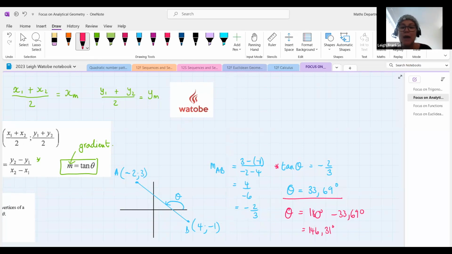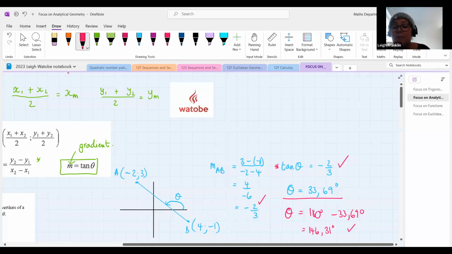Something like this would be out of 3 marks, because there would be a mark for calculating the gradient, a mark for probably using tan theta equals whatever that is, and then getting your answer over here. So you would end up, or potentially what they could do is give you a mark on calculating the PAA or the reference angle and not give you that mark over here. So you could end up losing 1 out of 3, or maybe even 2 out of 3 marks, depending on the situation.